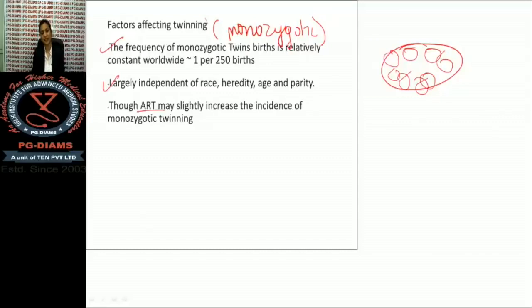In ART, there is slight increase in risk of monozygotic twinning as well. What happens is, you are manipulating the embryos in the lab, you're picking these embryos and you're implanting into the mother. There might be an injury to these embryos which may lead to division of these embryos inside the uterus, and this may result in twinning. That's why ART also does increase the risk of monozygotic twinning, but it is proved that the risk of dizygotic twinning definitely increases. So it mainly increases the risk of dizygotic twinning more than monozygotic twinning.